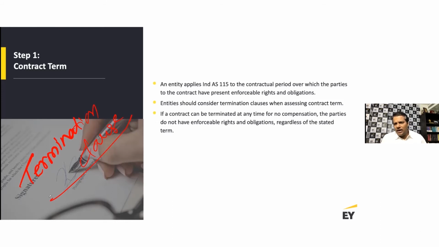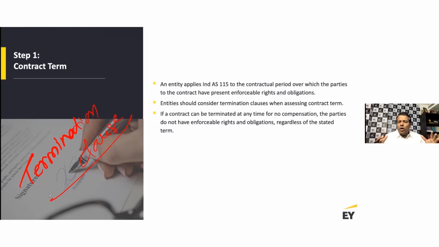If you can terminate a contract without a penalty, and if there is only a minimum notice period that you need to give, then that notice period actually becomes the term of the contract. But if you cannot terminate a contract in a specified period, and if you were to terminate a contract within that specified period, and that results in a significant penalty, that means it acts as a disincentive to your ability or your willingness to terminate the contract.